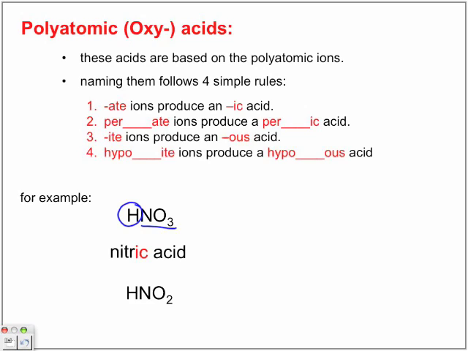We have HNO2. This NO2 is a variation of nitrate, but we've lost an oxygen. So what polyatomic is this a derivative of? This NO2.